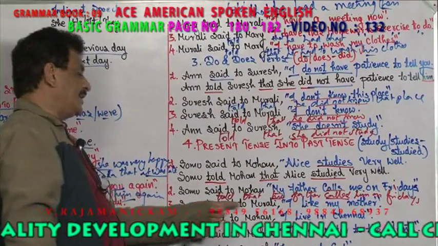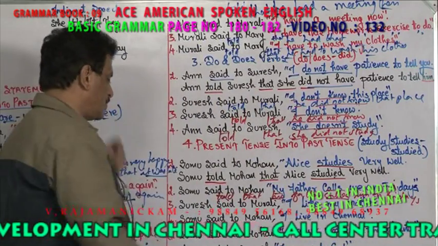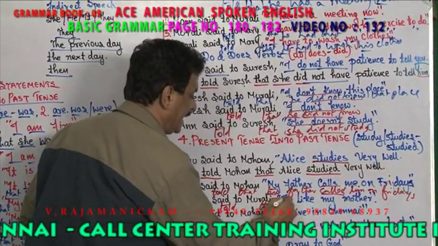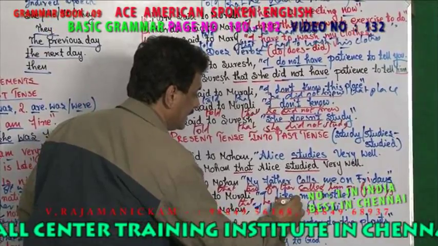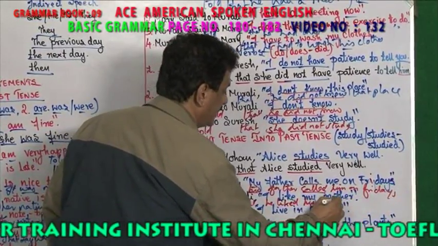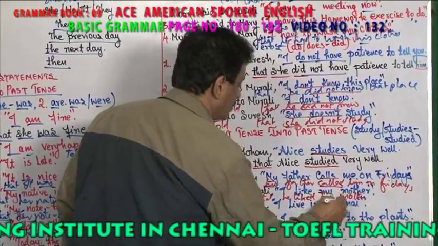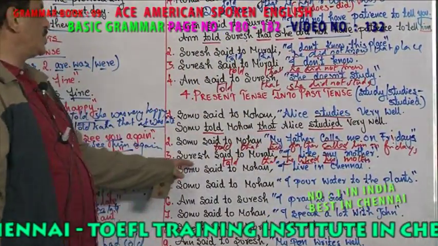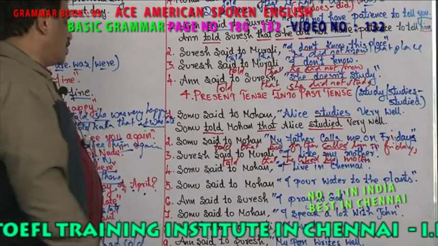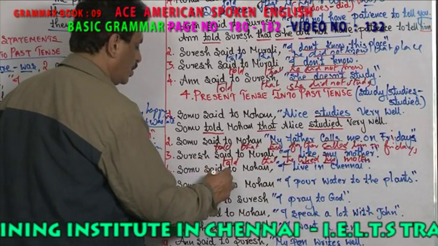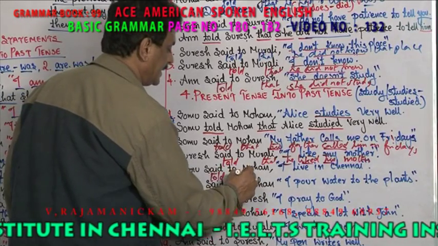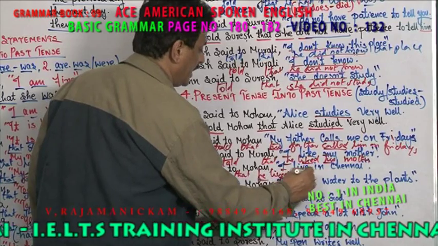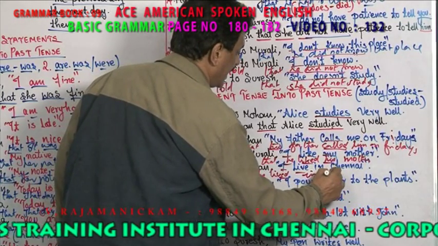Suresh said to Murali, "I like my mother." So, Suresh told Murali that he liked his mother. My changes into his, like changes into liked, I changes into he. Somu said to Mohan, "I live in Chennai." So, Somu told Mohan that he lived in Chennai. I live changes into he lived in Chennai, right?